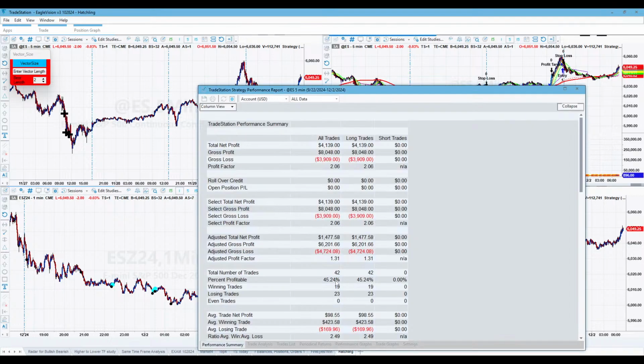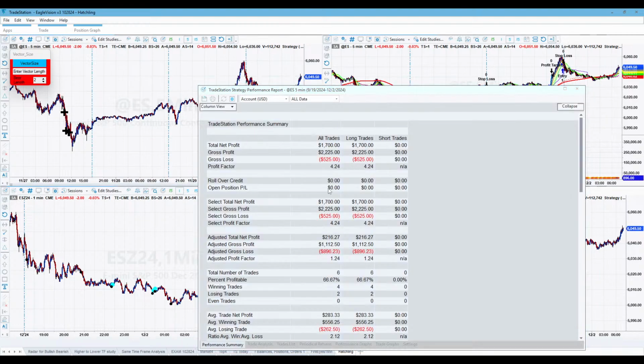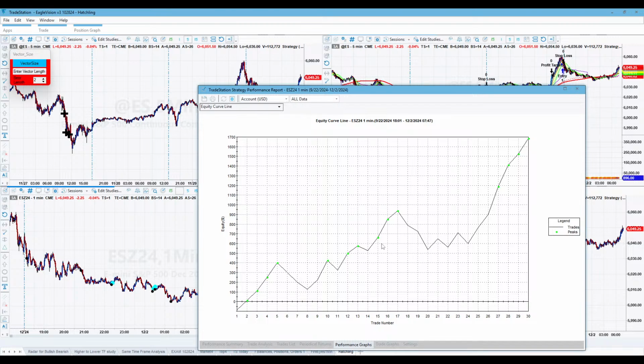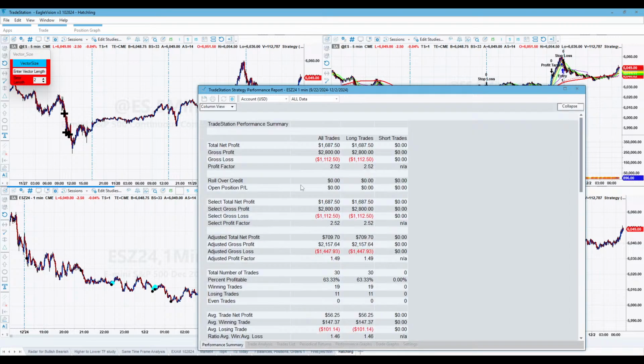This one has 45% win rate, 2.2 profit factor. This one has 4 profit factor with 66% win rate. This one's on a 1-minute time frame. Here's a performance graph. And that one is 63% win rate. I want my win rates to be over 60%, so that's kind of what I'm shooting for there. And then the profit factor, I do want those to be over like 2 or 2.1 or so. So 2.52, that's pretty good.